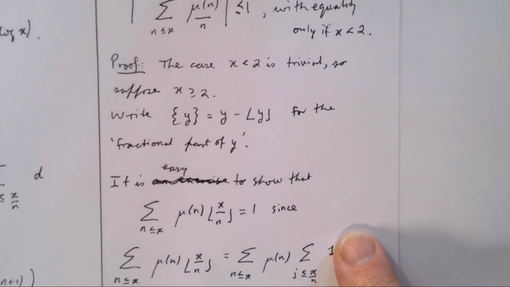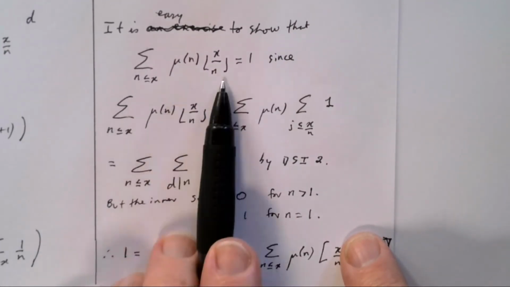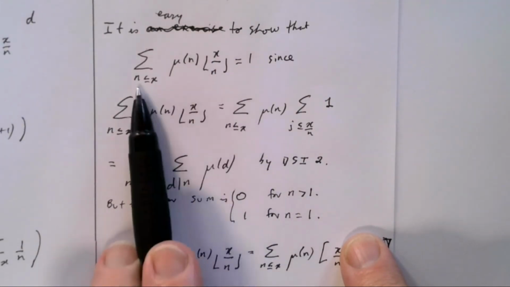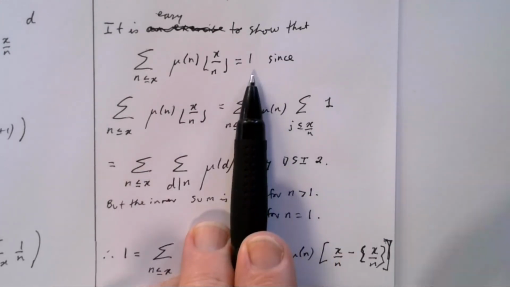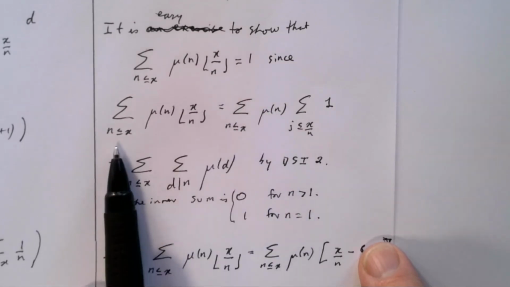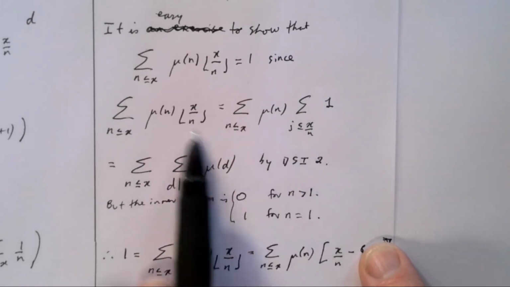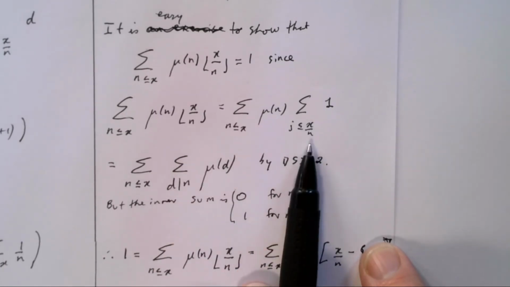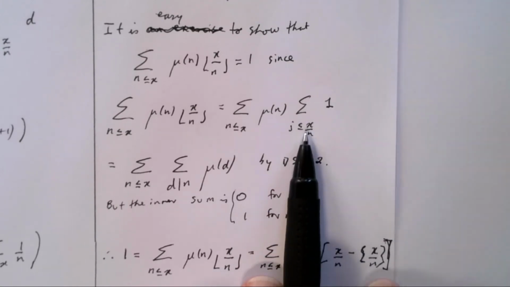Now, we need to just observe that this sum, mu of n times the floor of x on n, n less or equal to x, for any x, this turns out to be 1. And this is not very hard to prove because you just observe the following. This sum here is equal to this sum, because I can just replace the floor of x on n. I just take all the integers less or equal to x on n, and every time I get one of those I put a 1, and that's going to give me the fractional part of x on n.